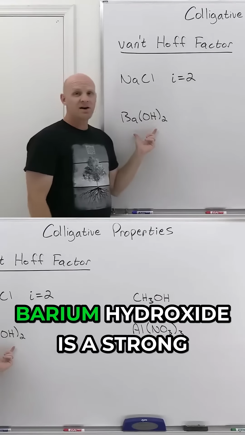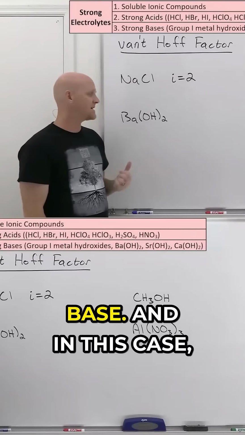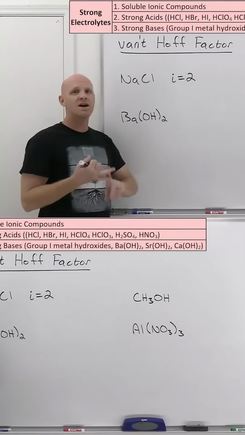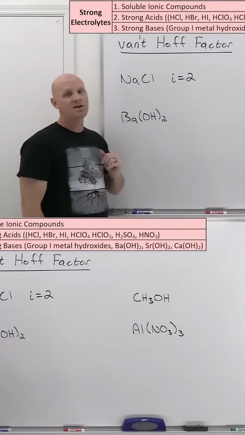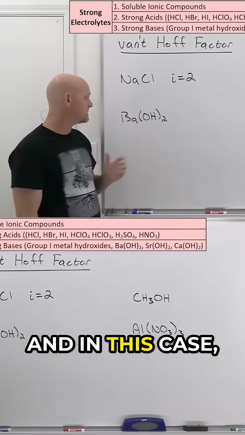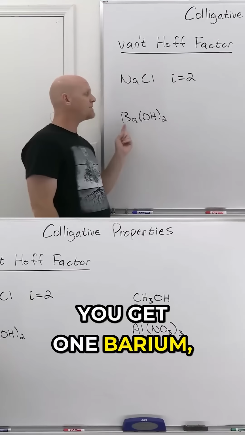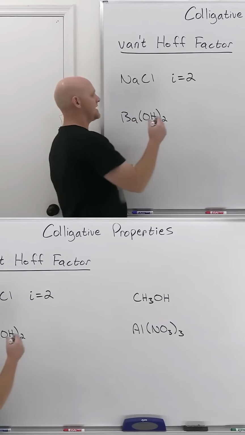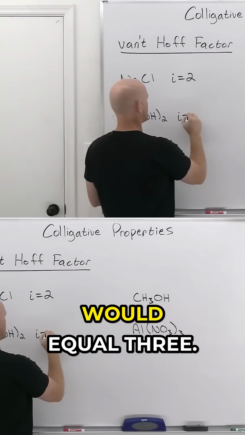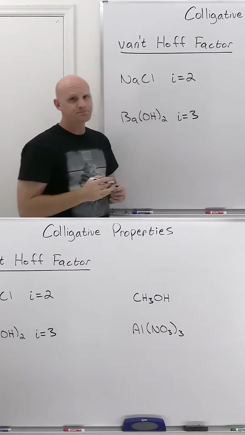Now, barium hydroxide is a strong base, and in this case, your strong bases were LiOH, NaOH, KOH, RbOH, CsOH, Ba(OH)2, Sr(OH)2, and Ca(OH)2. And in this case, when it dissociates, you get 1 barium, you get 2 hydroxides. That's a total of 3 ions. And so the Van 't Hoff factor would equal 3.